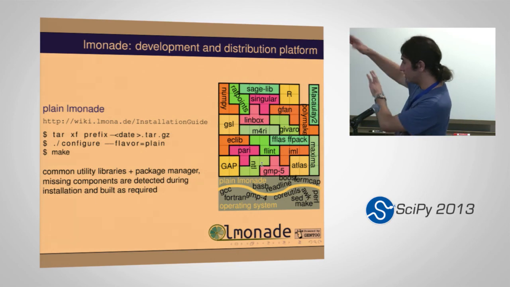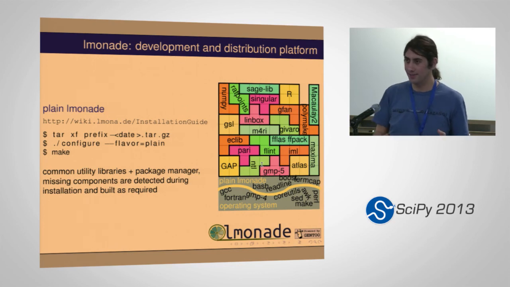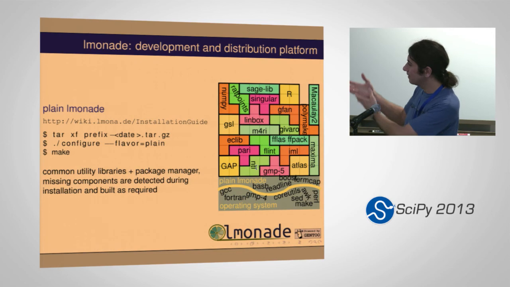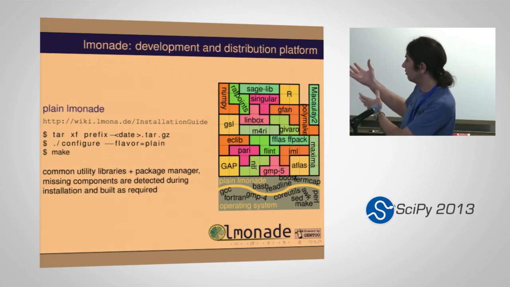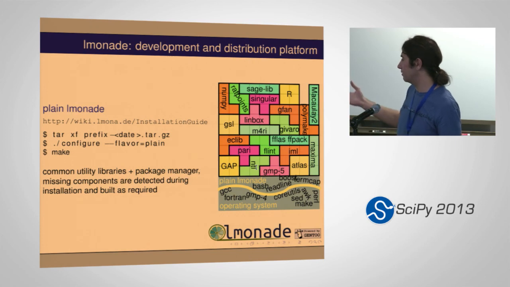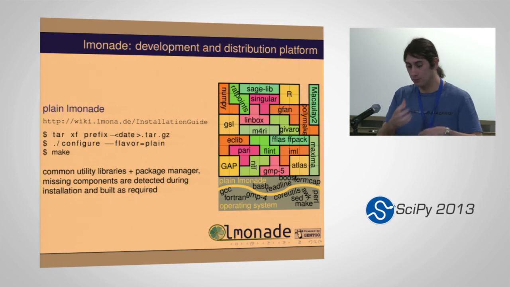So above this, you can just choose what you want to install, and the installation process is supposed to be only that you just untar the package database, basically, but that's what you download. You can choose a flavor, so you can actually say that I want to install Singular or Sage, but if you say plain, it will just do the basic bootstrapping. And when you type make, it will download packages from the internet and start compiling them.